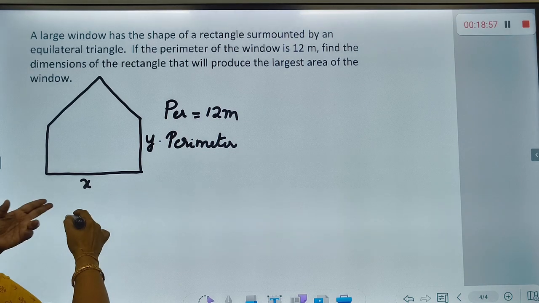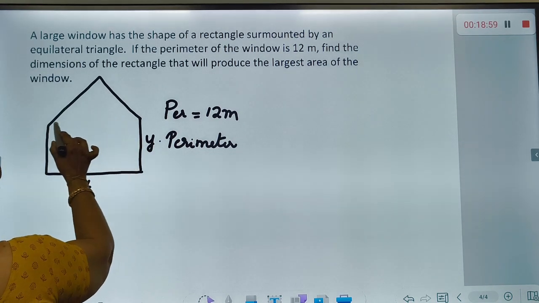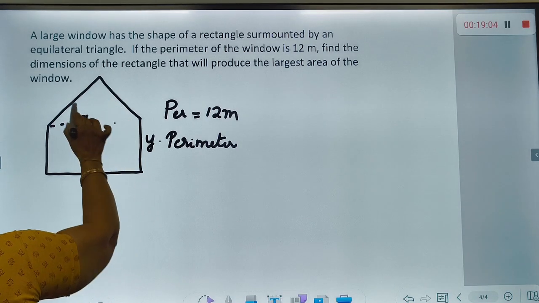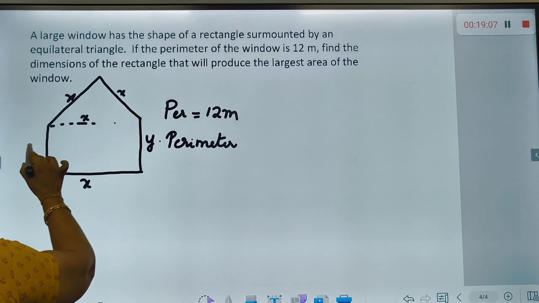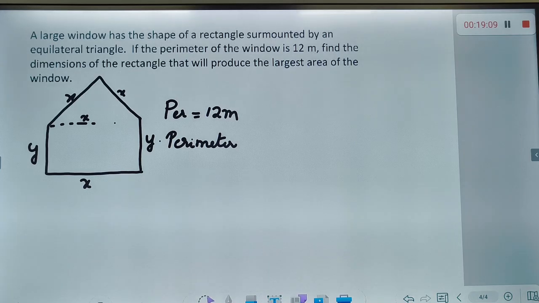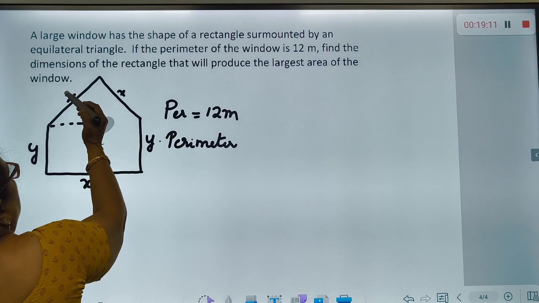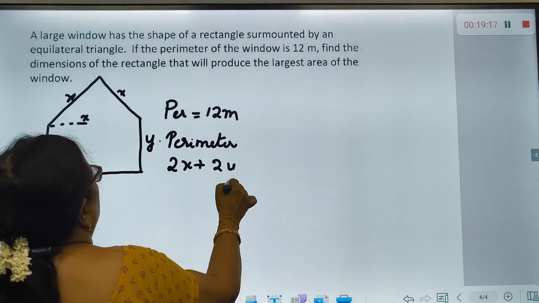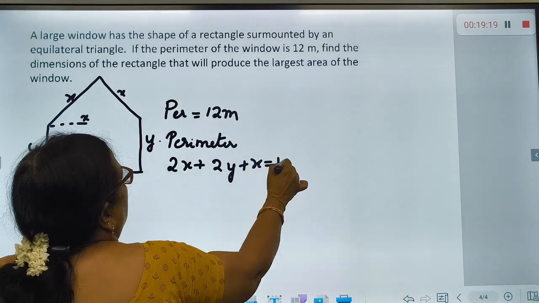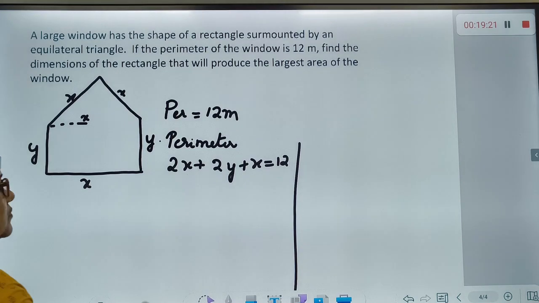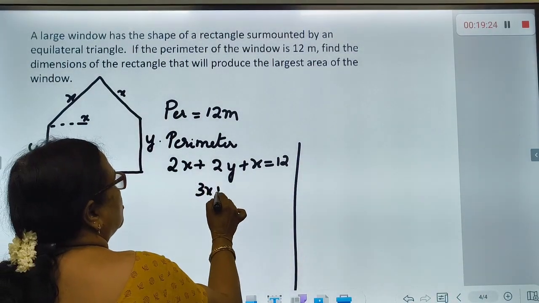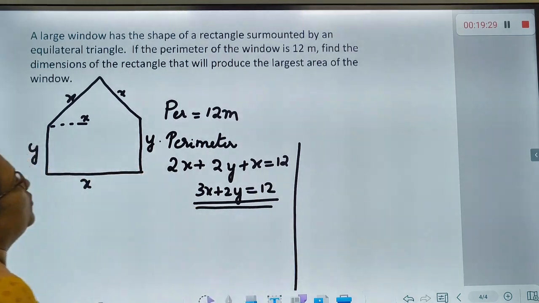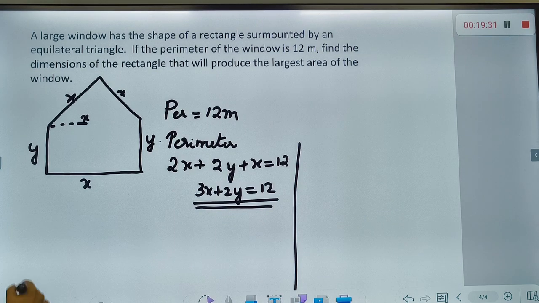Now if this is x, you know that this portion is not there, but this will also be x. If this is x, this is an equilateral triangle, so these two will be x. So perimeter will be 2x plus 2y plus x equal to 12. 3x plus 2y equal to 12. What is it that you have to maximize? Largest area of the rectangle.